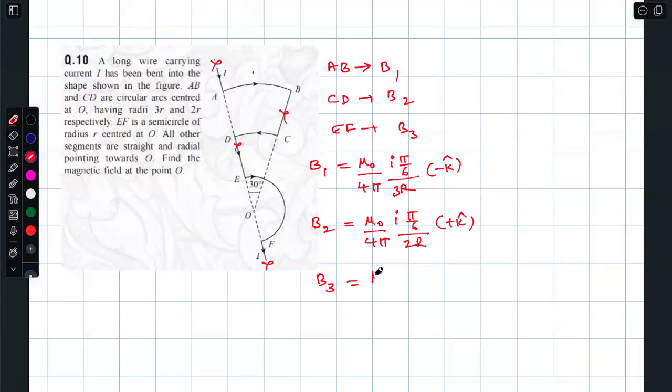B3 is, for the full circle, mu naught I by 2R; for a half circle, mu naught I by 4R. What is the direction of this? Into the page only. So B bar finally is B1 bar plus B2 bar plus B3 bar. That is the deal. Any doubts? Sure?